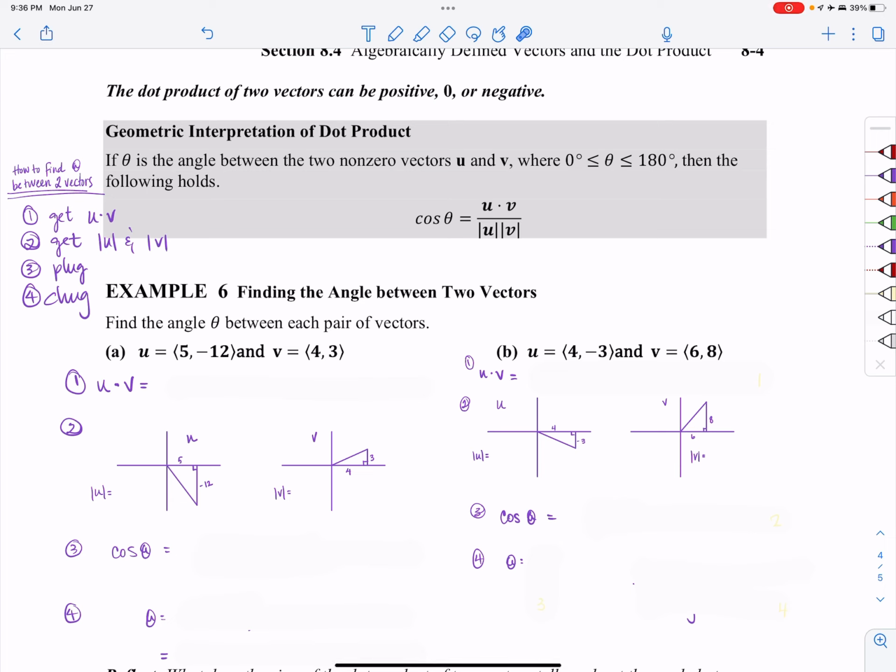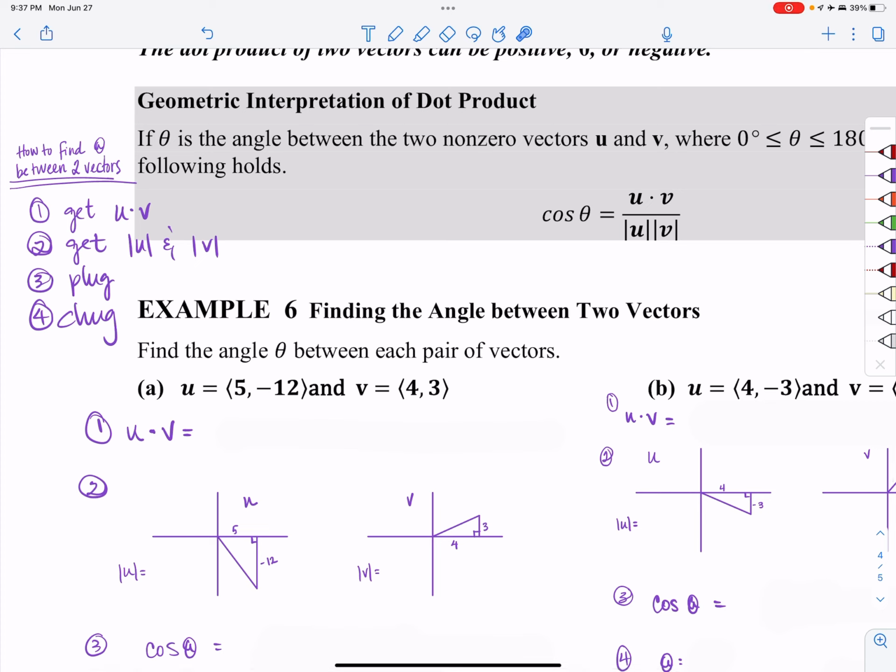The dot product can be either positive or negative or 0. We'll talk about what that means here in just a moment. But the real reason we like to learn how to do the dot product is so that we can find the angle between two vectors. And so here's how to do that.